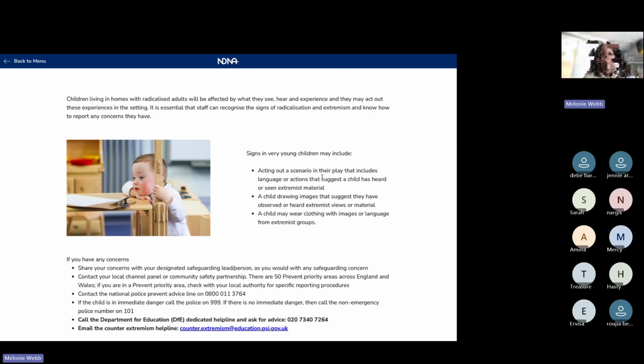Signs in very young children may include acting out a scenario in their play, including language or actions that would suggest a child has heard or seen extremist material. A child drawing images that suggest that they have observed or heard extremist views. A child may wear clothing with images or language from extremist groups.